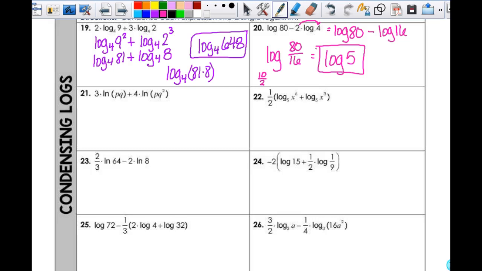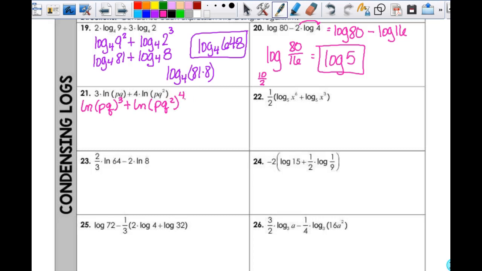All right, so now look at the next one. Got a lot of stuff going on here. This is awesome. So I've got 3 times the natural log of p times q. So this is going to become the natural log of p times q to the 3rd power, plus, then this 4 is going to become an exponent, the natural log of p times q squared to the 4th power.